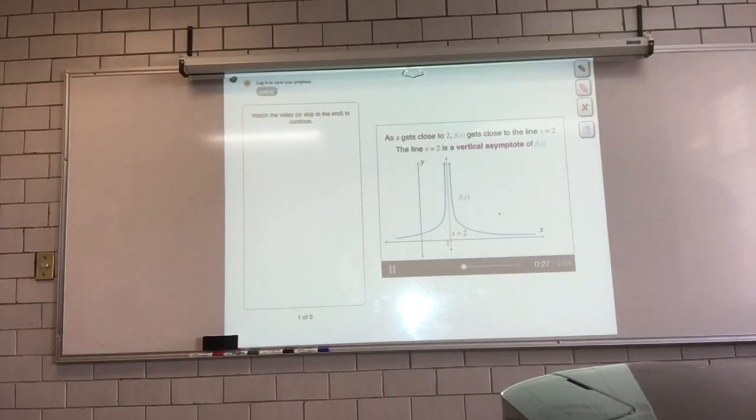When functions have vertical asymptotes, they tend to get very large, going to positive or negative infinity. Here, as x gets close to 2, f of x gets more and more positive, so it's going to positive infinity. We can write this by saying that the limit as x approaches 2 of f of x is infinity. Let's play with this function a bit to see just how close we need to get to 2 in order to make f of x really big.